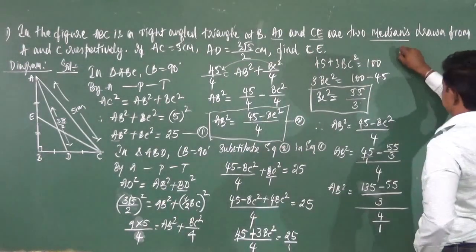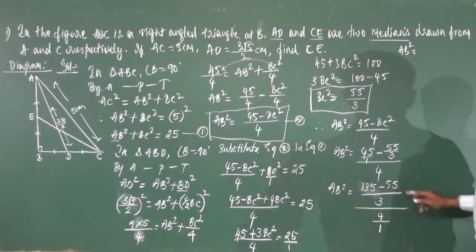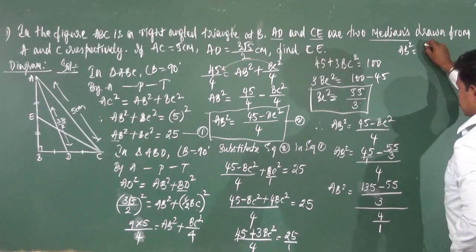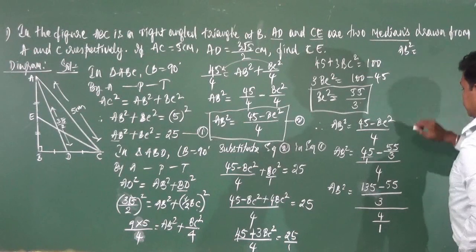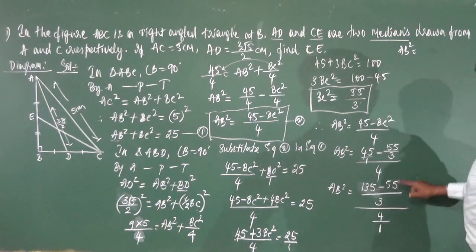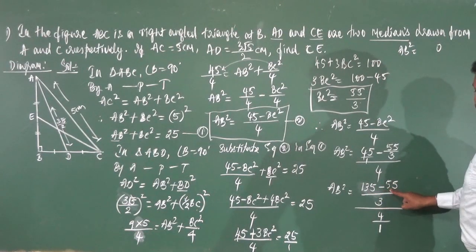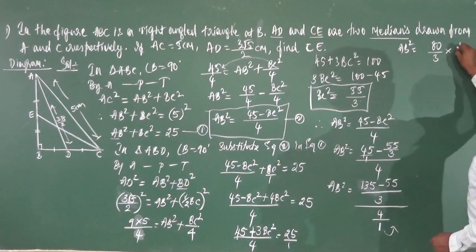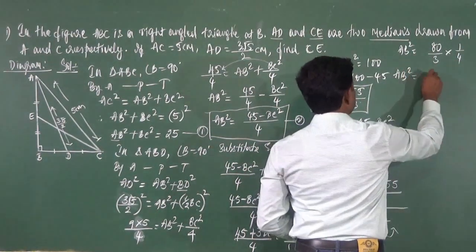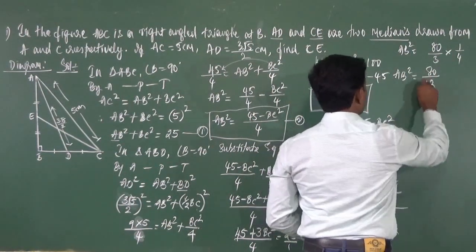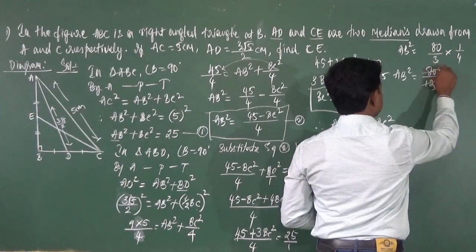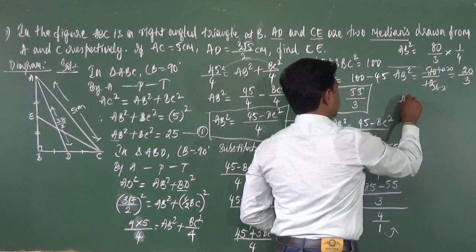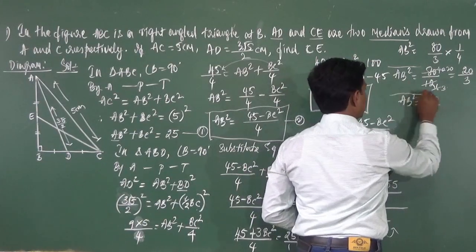So AB square is equal to 135 minus, okay, 135, we will subtract this, that is 5 minus 5 is 0, and 13 minus 5 is 8, 80 by 3 into 4 by 1, when we take the reciprocal, it becomes 1 by 4. So AB square is equal to 80 by 3 fours, it is 12, so 4 into 6 goes, 4 into 20, 3 into 4, it is 20 by 3. So the value of AB square, okay, we will write it here, value of AB square is equal to 20 by 3.